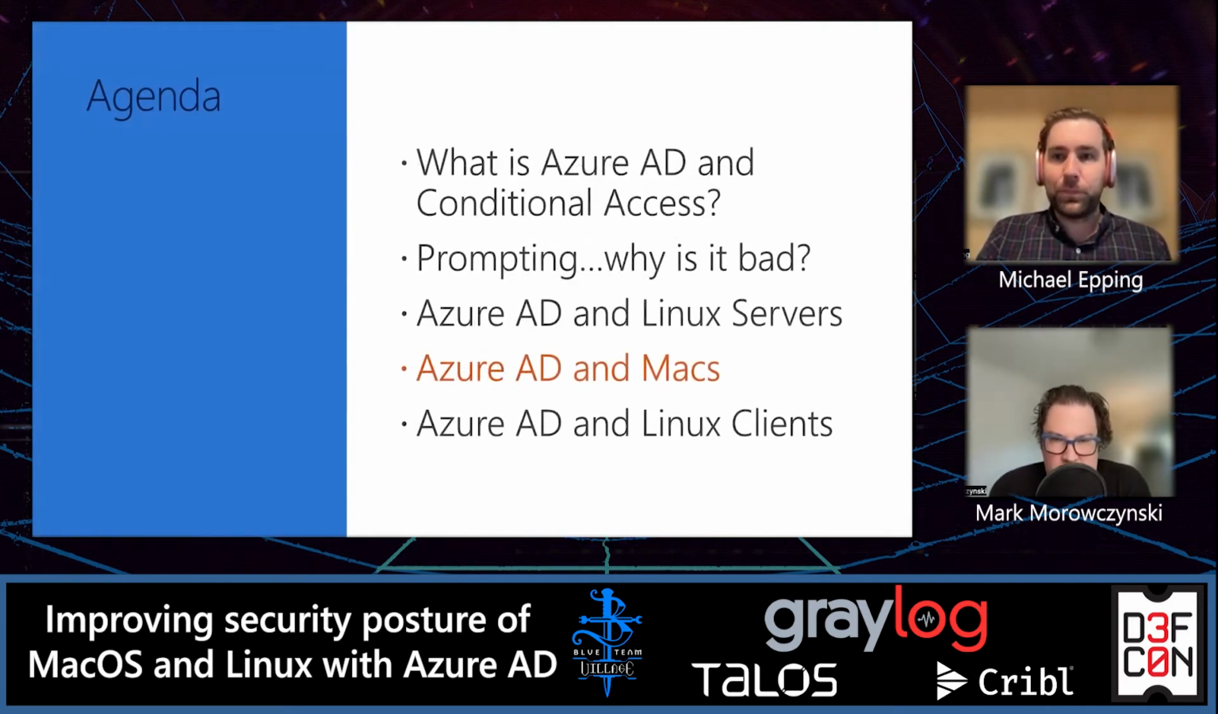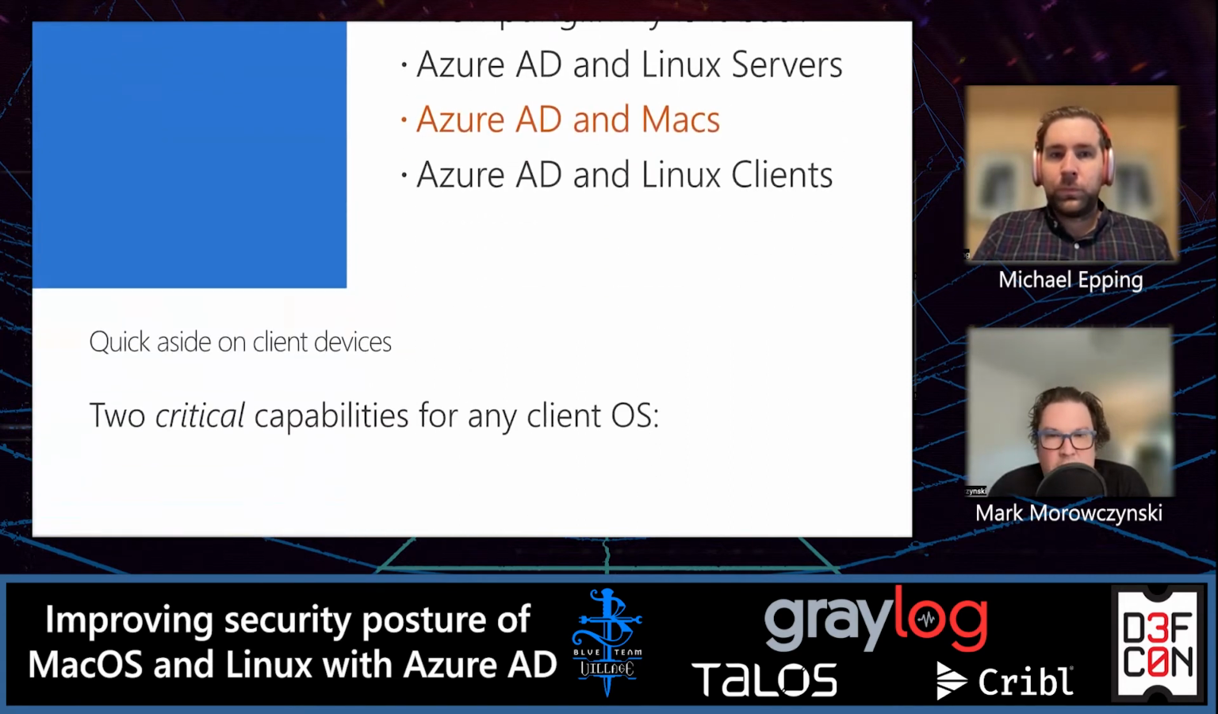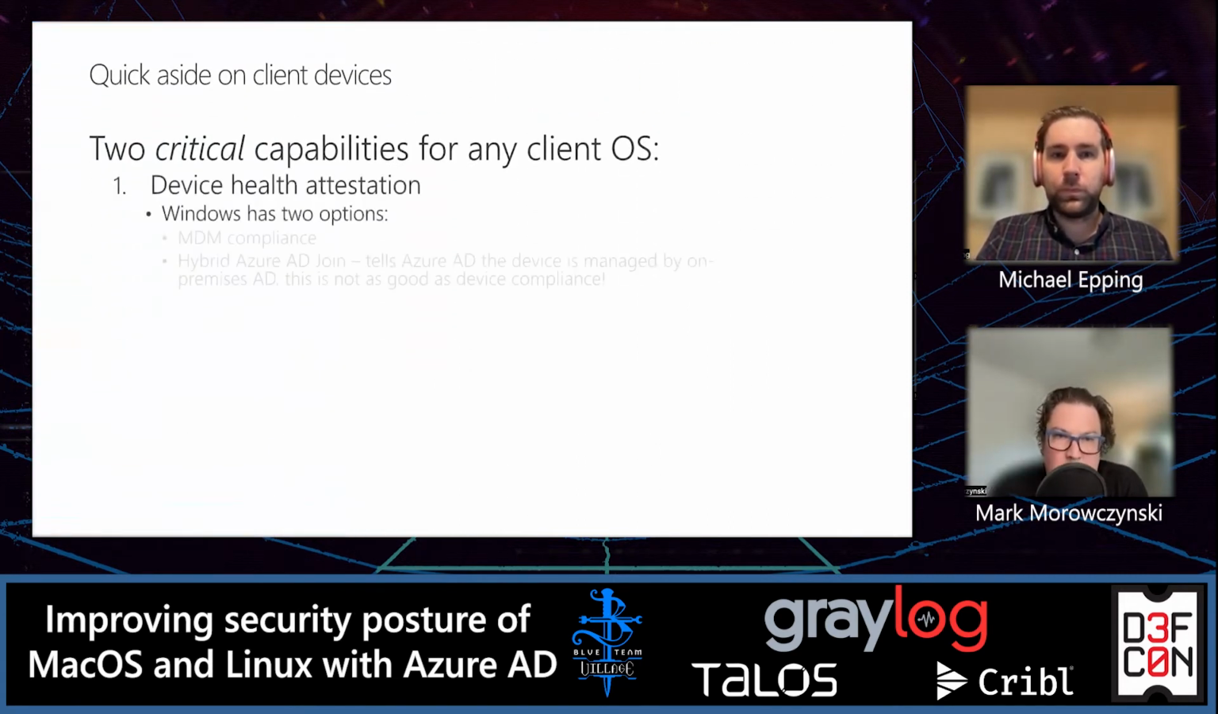That's super cool. That's really nice for the admin. So, okay, let's talk about the client aspect of this. Before we get into the Mac specific stuff, there are two critical capabilities that we're going to want from any client OS. The first is the ability to do device health attestation.